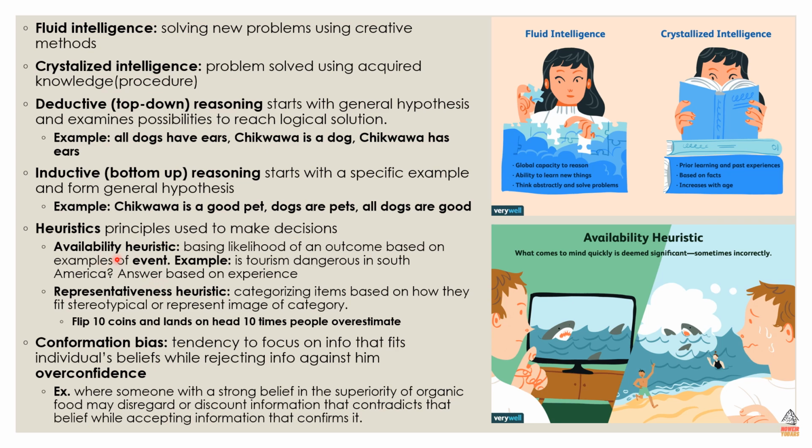Next, we have heuristics. These are principles you use to make decisions. You got two types. The availability heuristic, which is basing the likelihood of an outcome on an example of an event you had in your life. For instance, let's ask yourself a question: is tourism dangerous in South America? This answer is going to be based on your experience. Maybe you went there and you had the best time of your life.